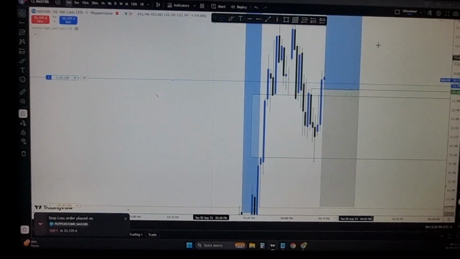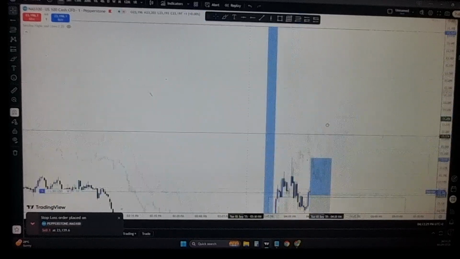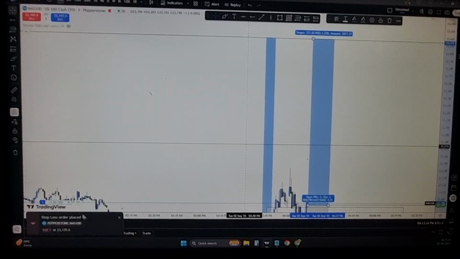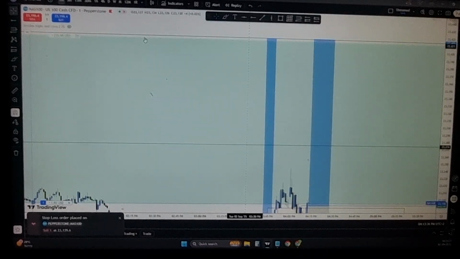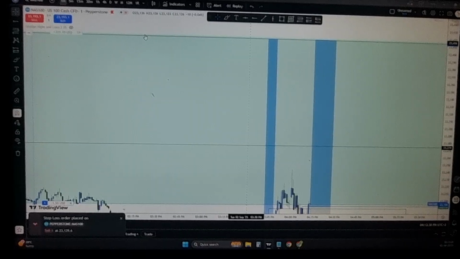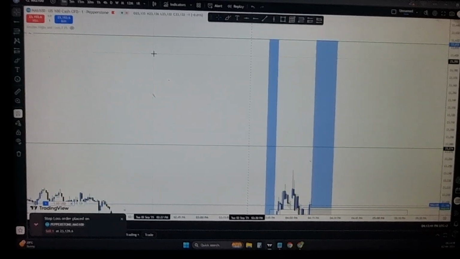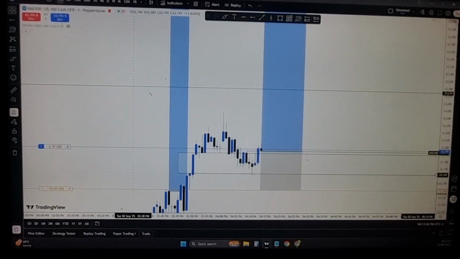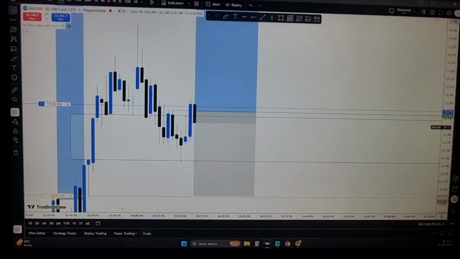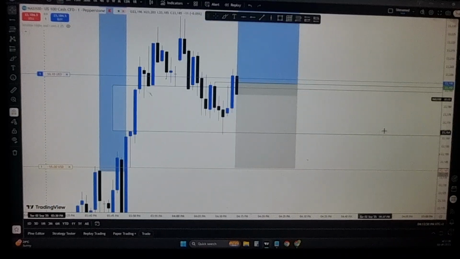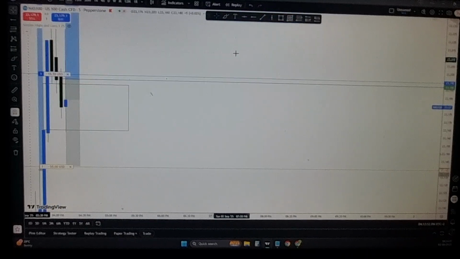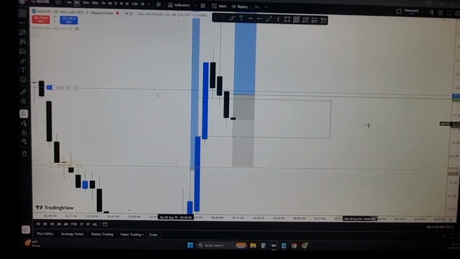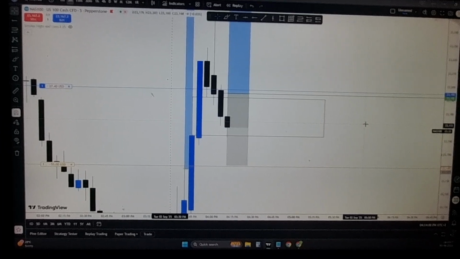Boom. Targeting London highs with my TP. Okay, not a bad RR for one lot. Not that bad. Okay, so now we are waiting for a 5-minute bullish closure.